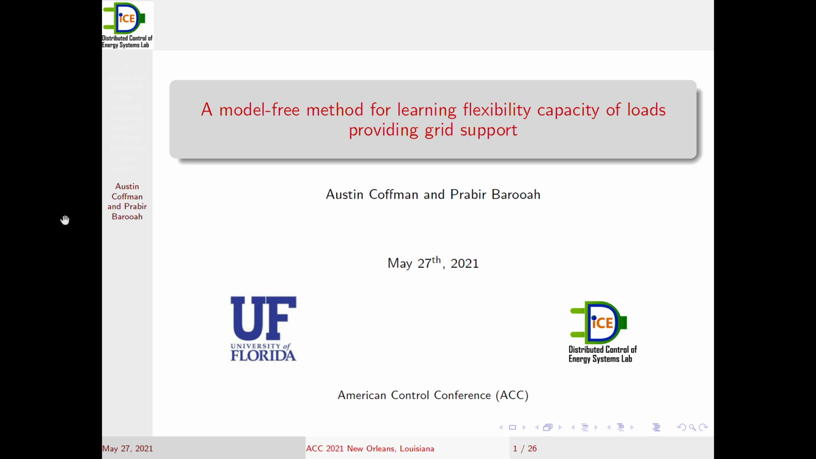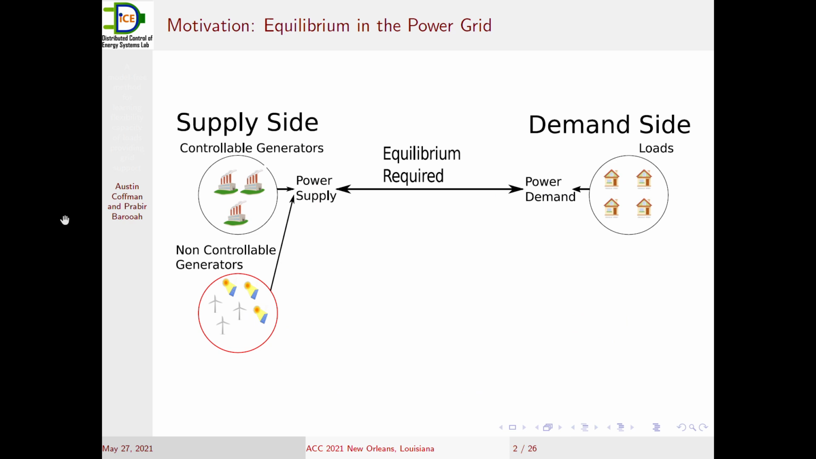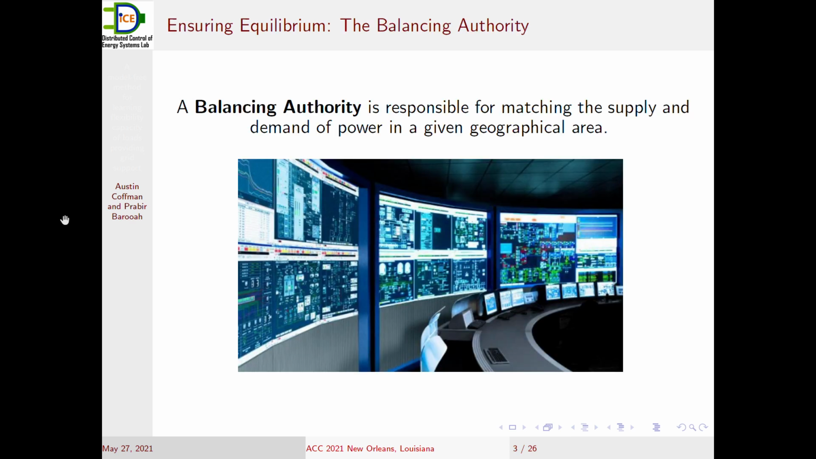Hi, I'm Austin Kaufman, and I'll be presenting my research on a model-free method for learning flexibility capacity of loads providing grid support. So at the high level in the power grid, one goal is to ensure that the power supply equals the power demand. And so the balancing authority is the group of individuals that are responsible for ensuring this balance.